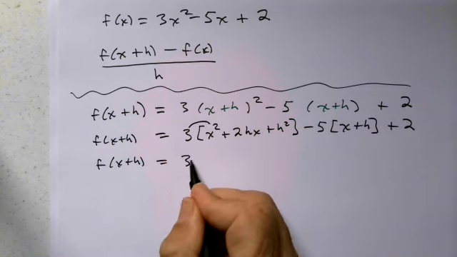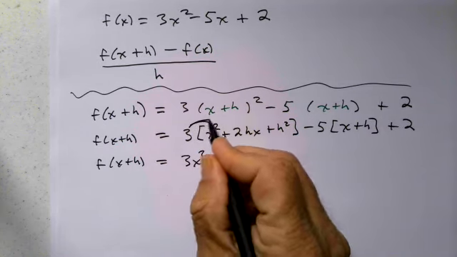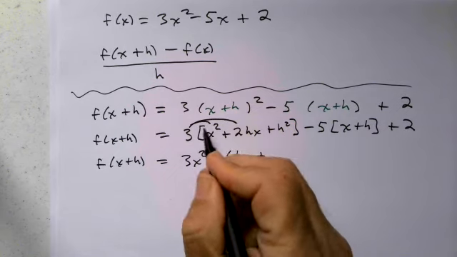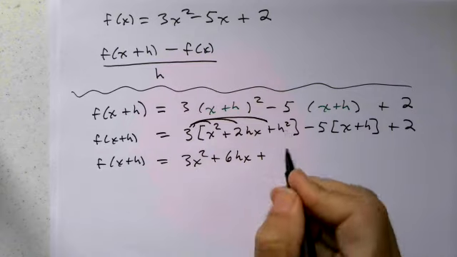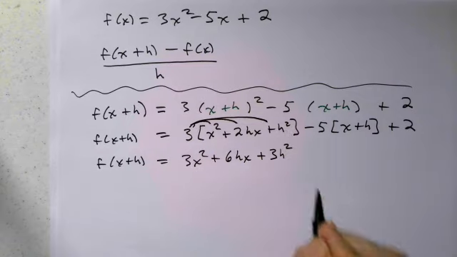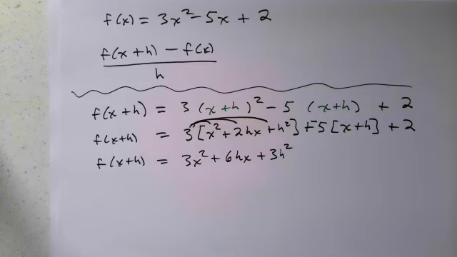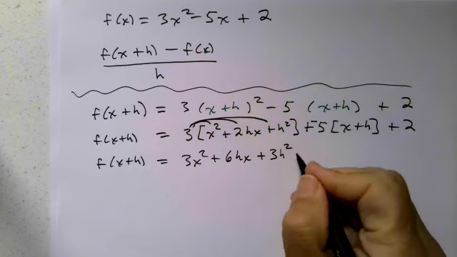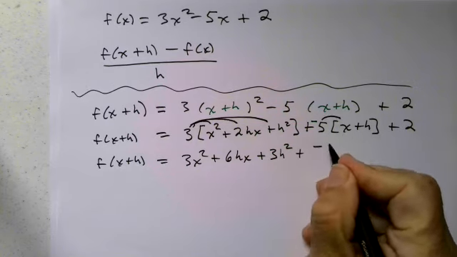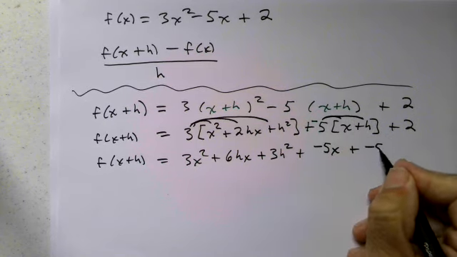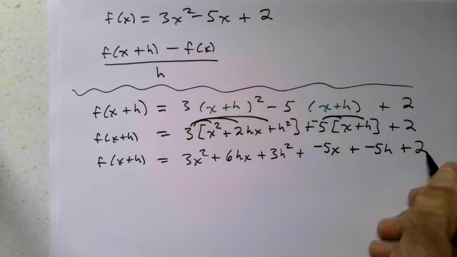3 times x squared is 3x squared. 3 times 2hx is 6hx. 3 times h squared is 3h squared. I like to make minuses plus negative just to clarify what it means. Plus negative 5x is negative 5x plus negative 5h is negative 5h plus 2. And you will notice that there are no like terms here.